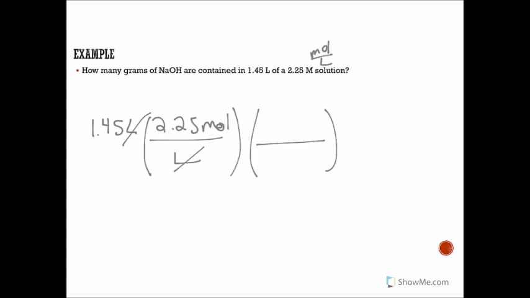We know when we are looking for grams, we have to find the molar mass. If we add 22.99, which is sodium, plus 16 from oxygen and 1.01, we get a molar mass of 40 grams per mole. Moles cancel out, and we are left with the answer, which is 130.5. 130.5 rounded to proper significant figures, 131 grams.